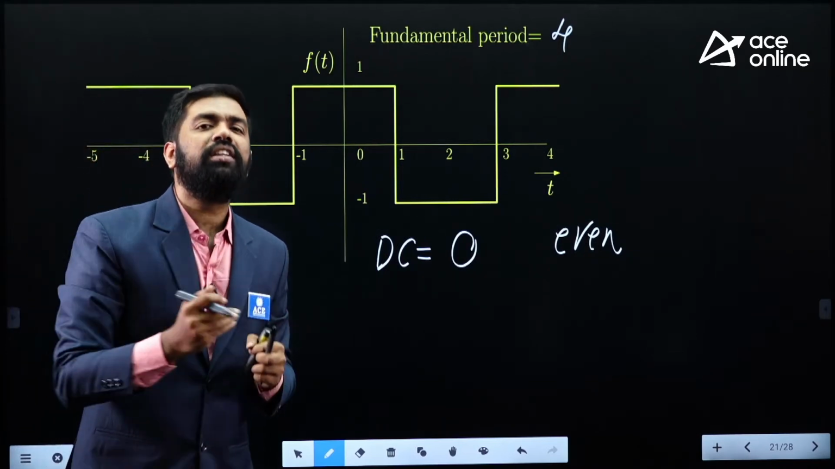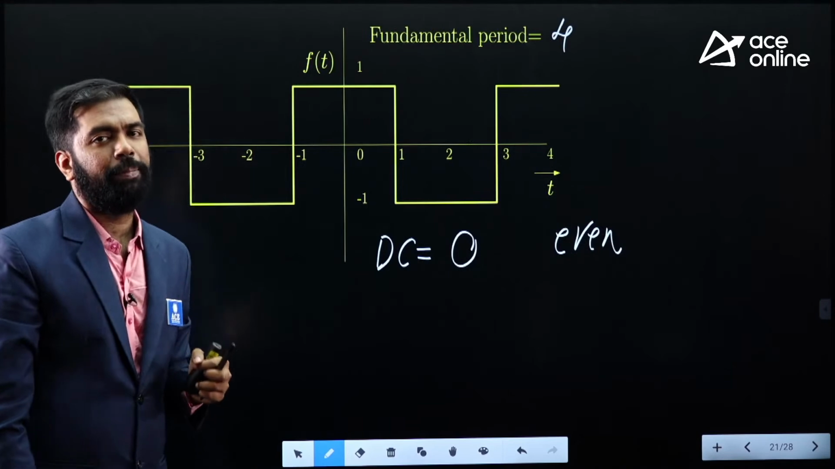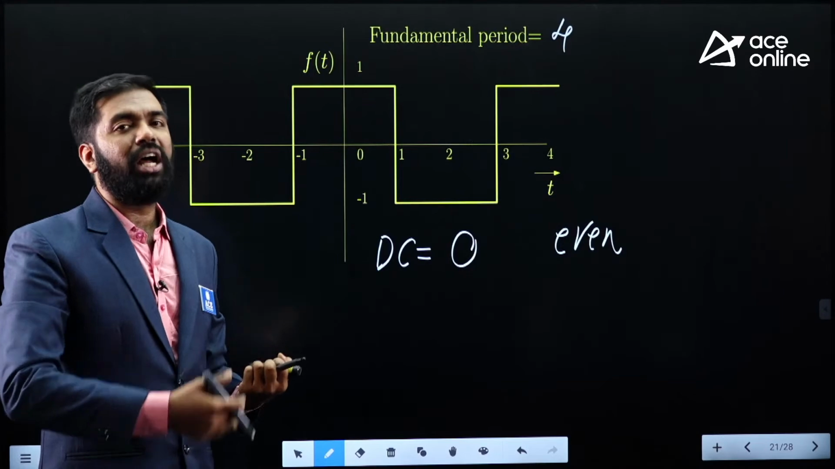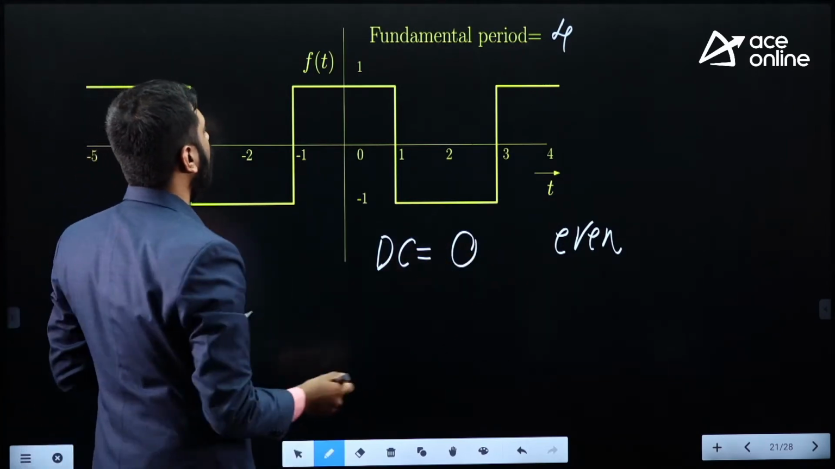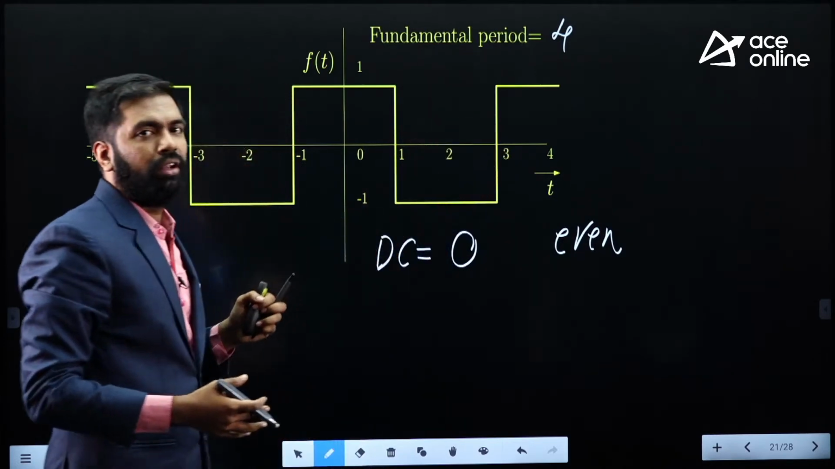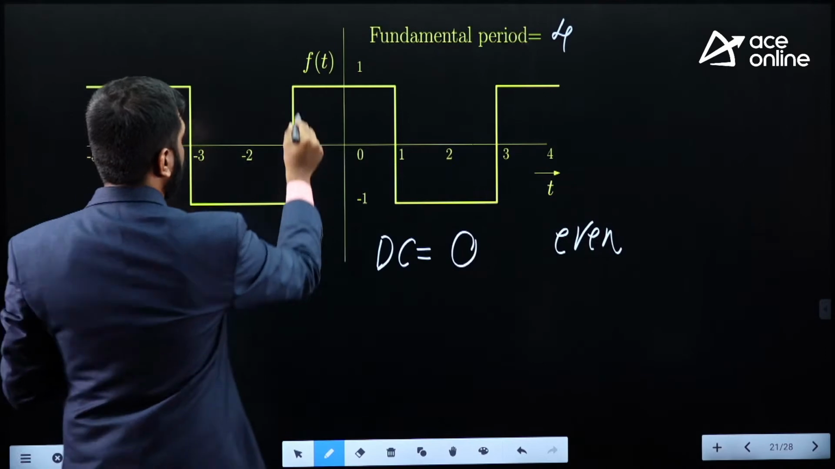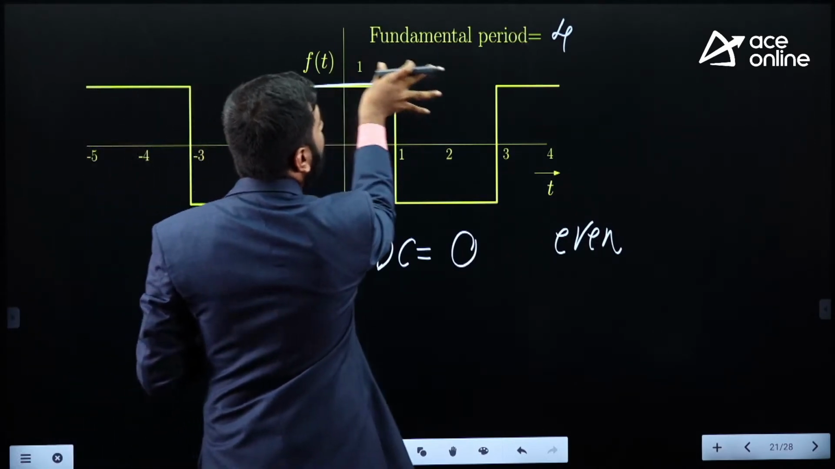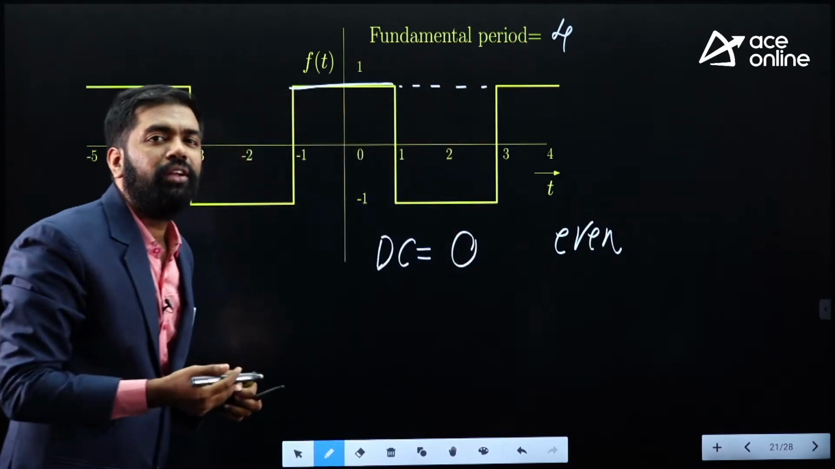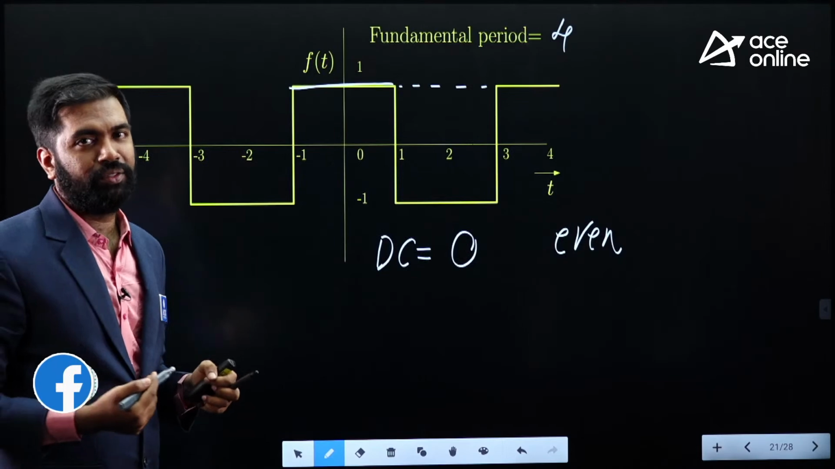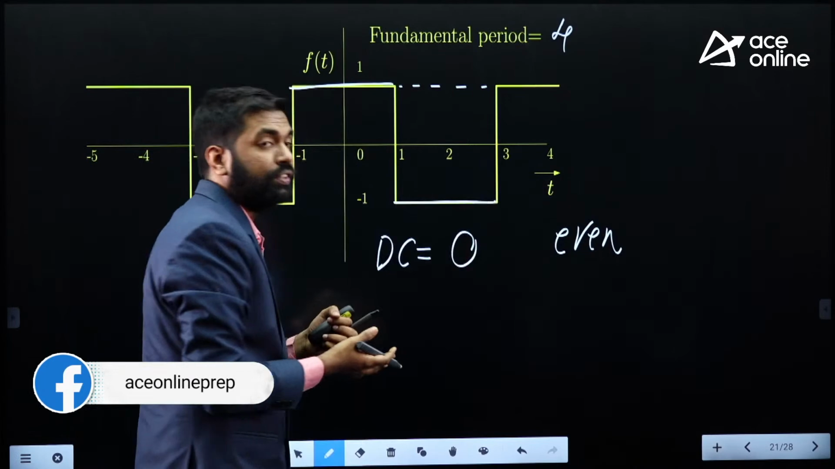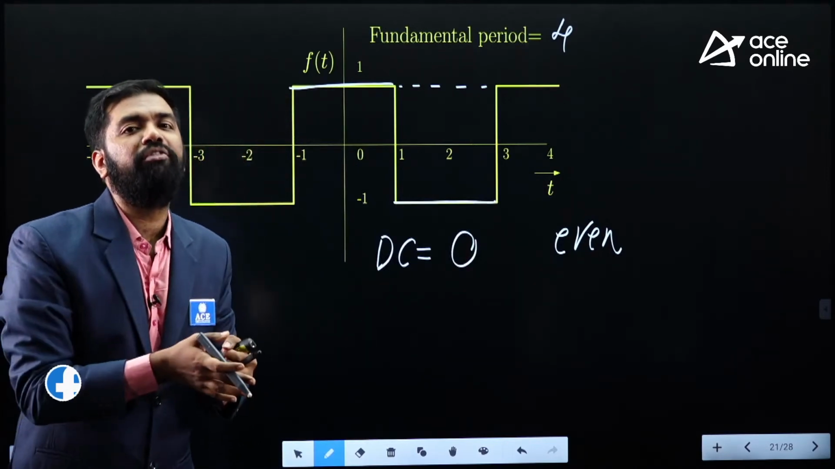Do we have any other symmetries? That's what I want to ask. Other symmetries means obviously I'm talking about half wave symmetry. For half wave symmetry, what you are supposed to do is consider the signal in one of its periods. Now look at the first half. You shift this to the other half. I'm just shifting it. So if you shift, you get something like this. And then rotate that about the x-axis. When you rotate, is this overlapping with this? Yes. That means this has half wave symmetry.